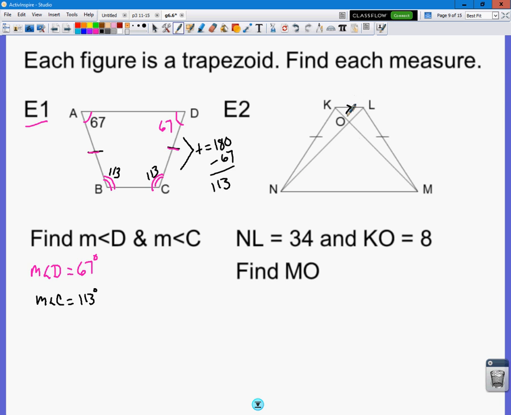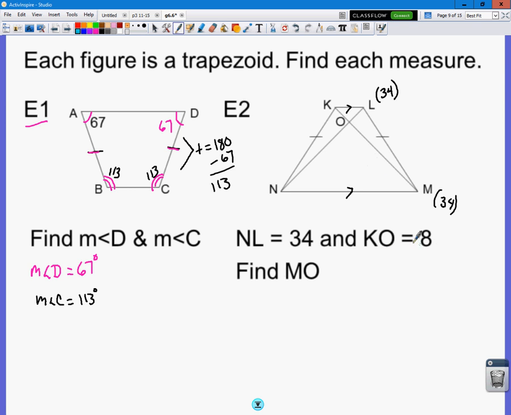In example 2, KLMN is an isosceles trapezoid. They told me NL, the length of one of the diagonals, is 34. How far is it from K to M, the other diagonal? It's also going to be 34, because the diagonals are congruent in an isosceles trapezoid.